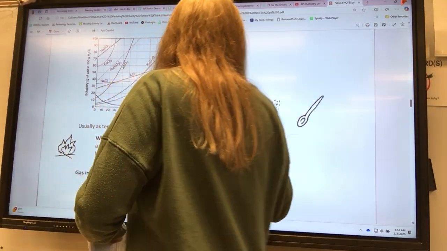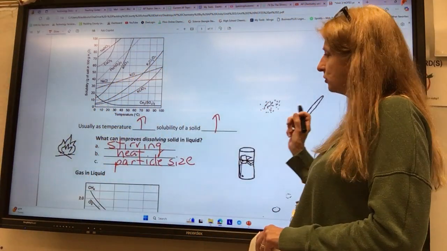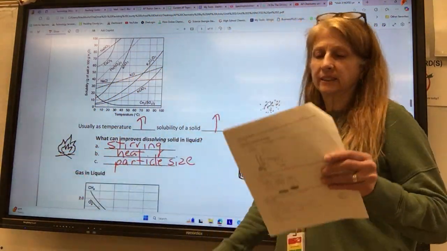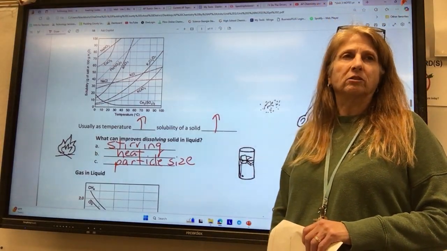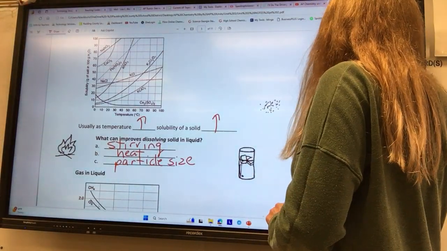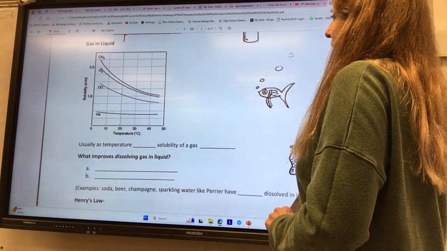Particle size. So there's my little particles. There's my stirring. There's my heat to help you remember it. Okay? Everybody remember that from honors? That was all from honors, right? Okay, so next, what about gas?